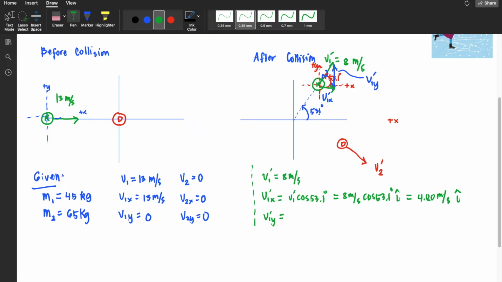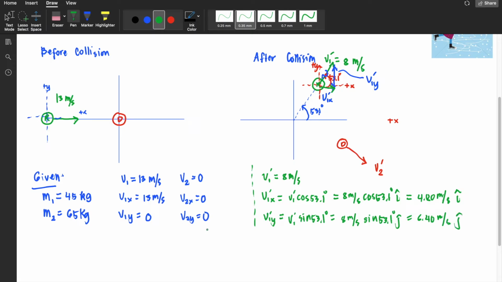Next, your v1y' is on the opposite side of the 53.1 degree angle, so that means sine. So you'll have v1' sine 53.1 degrees. Again, I repeat, it's positive, it's moving towards the positive y-axis. So you'll have 8 meters per second, the magnitude of v1', times sine 53.1 degrees j hat. The answer will be 6.40 meters per second j hat.